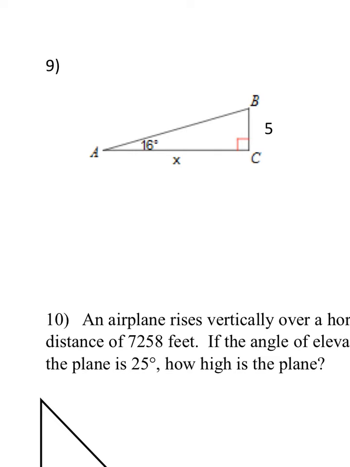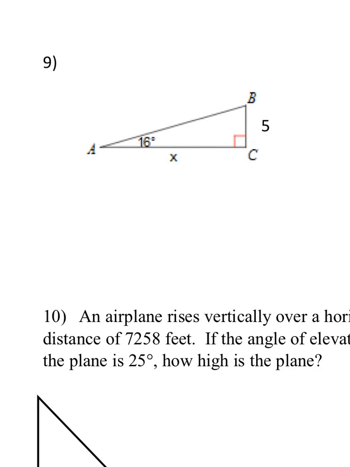With number 9, we are looking for a side this time. We are looking for this side right here. According to the angle, this is the side opposite, and this is the side adjacent, or adjacent, depending on how you want to pronounce that. And so since we have an O and an A, we're going to use a tangent.